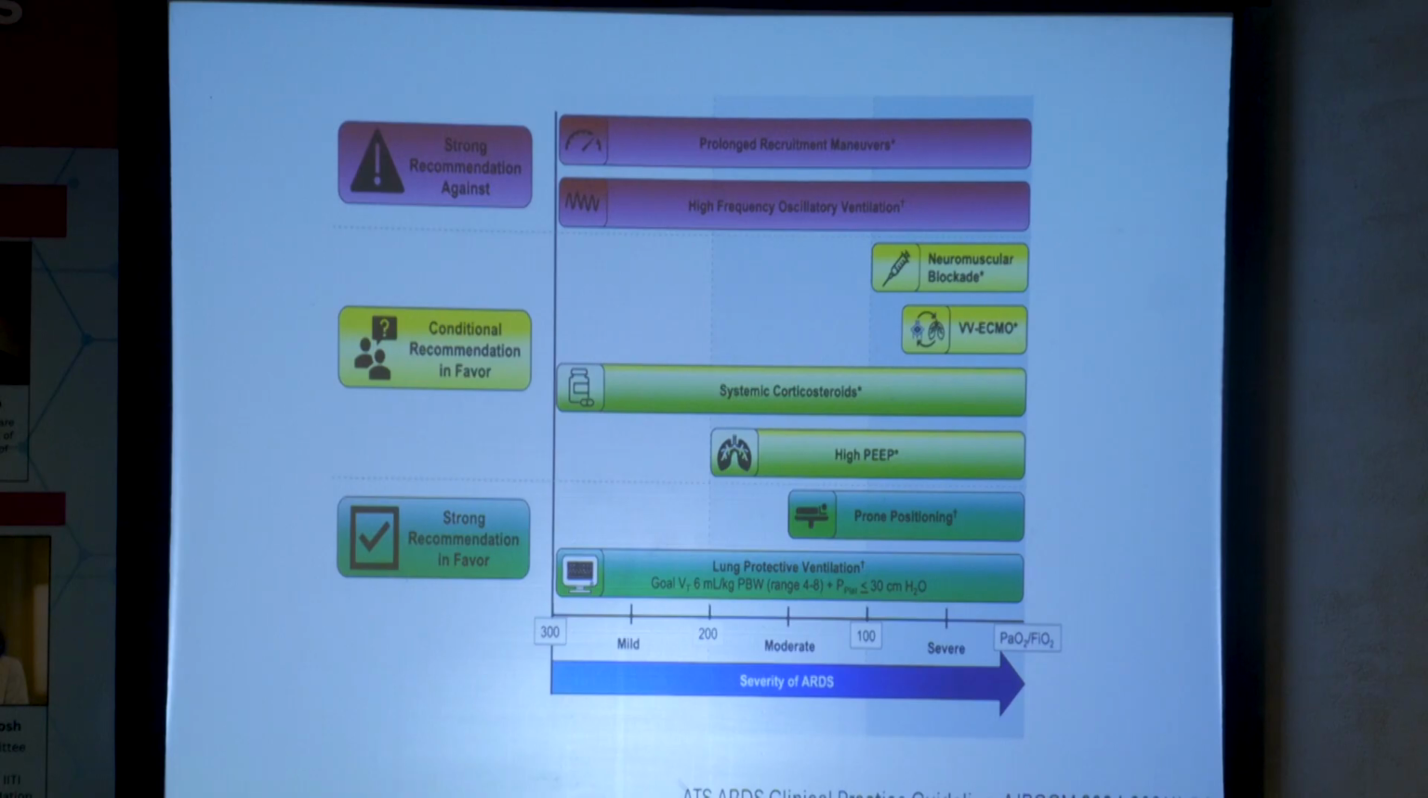that's where we are. And then the strong recommendations in favor, proning and lung protective ventilation with the tidal volume and plateau pressure limitation. But until 2024, ECMO was not on this list at all. So things have evolved, data has evolved. It's now made it to not the green, but it's out of the red into the yellow, and we'll talk more about that.